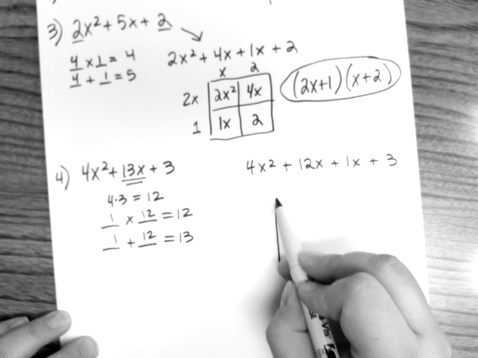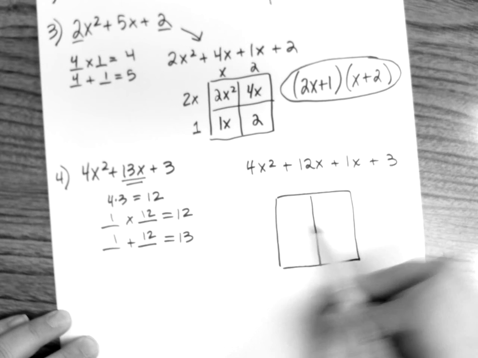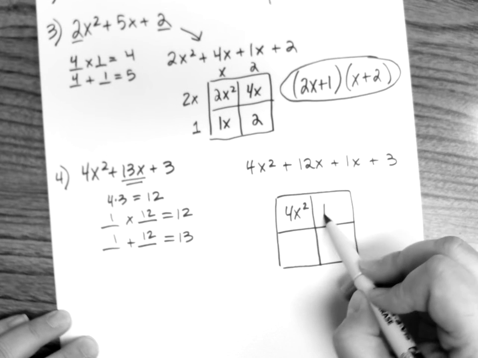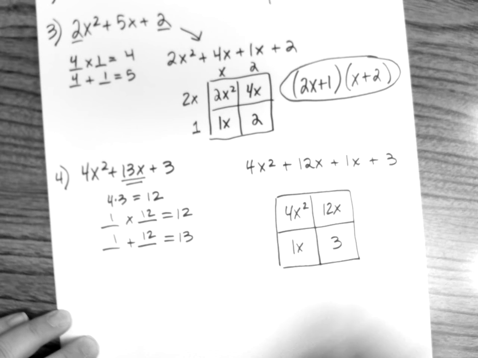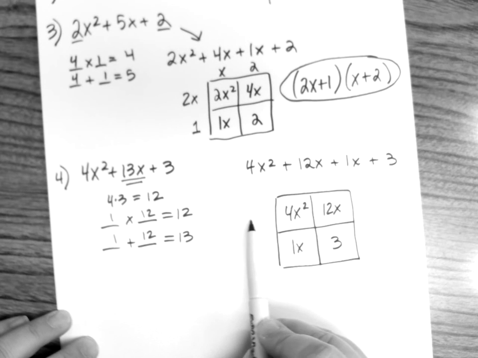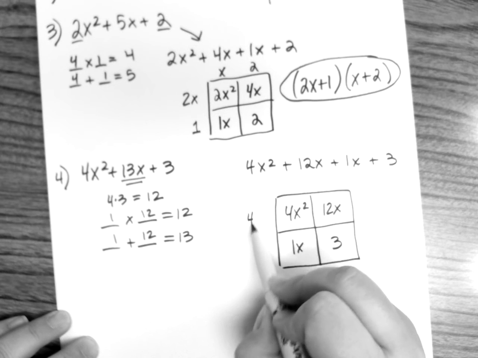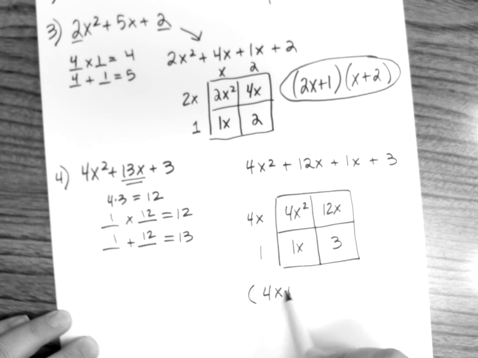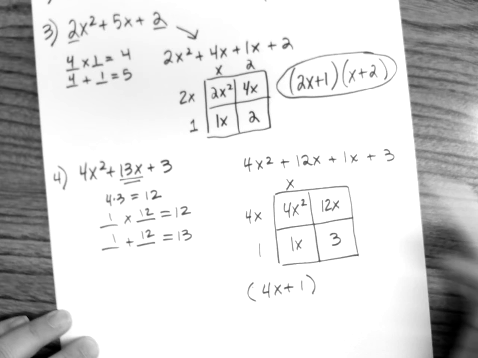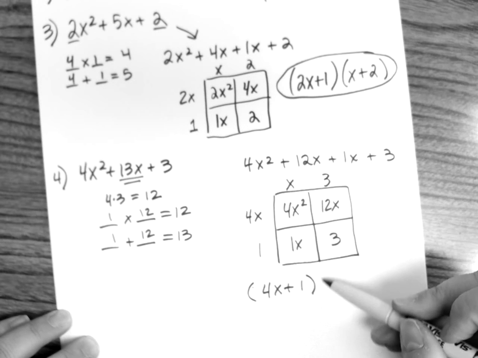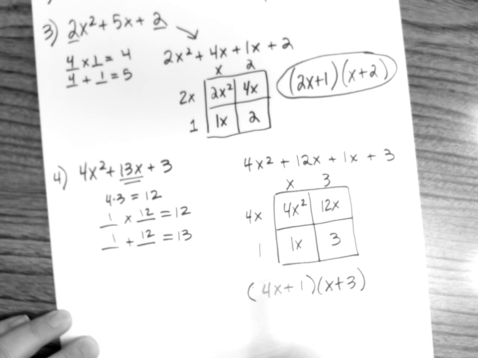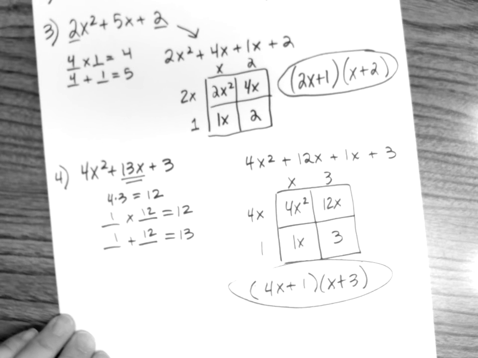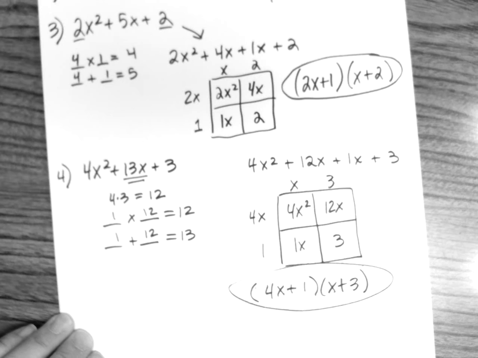Now I'm going to put these in boxes. 4x squared, 12x, 1x, and 3. Greatest common factor of the first row, 4x. Greatest common factor of the second row, 1. I could go ahead and write, that means one of my factors is 4x plus 1. Greatest common factor of the first column is x. Second column is 3. So my other factor is x plus 3, and there is my answer. Okay, we'll do another one just like this, and then we'll put a little twist on it.